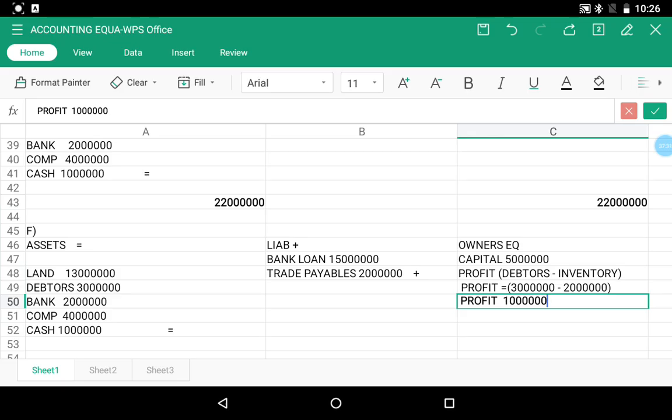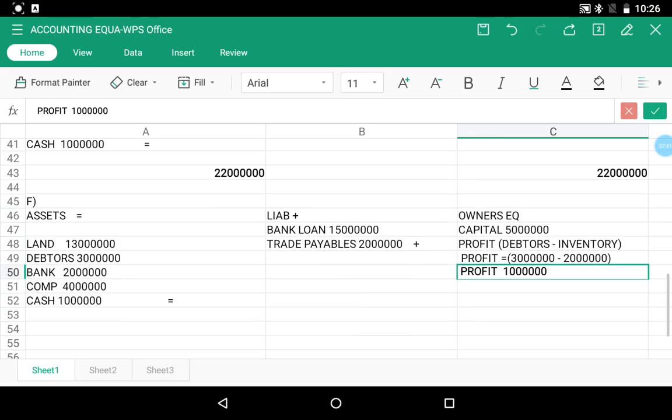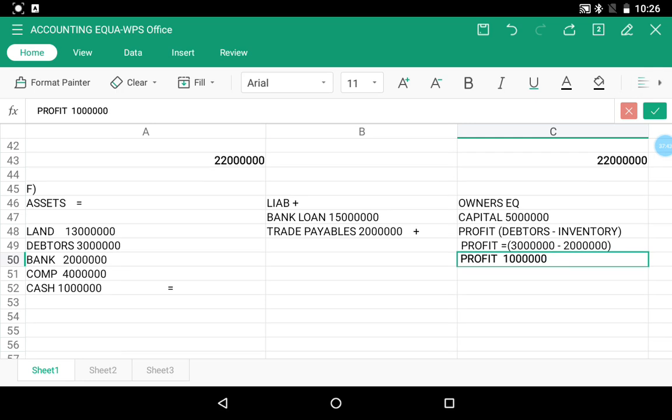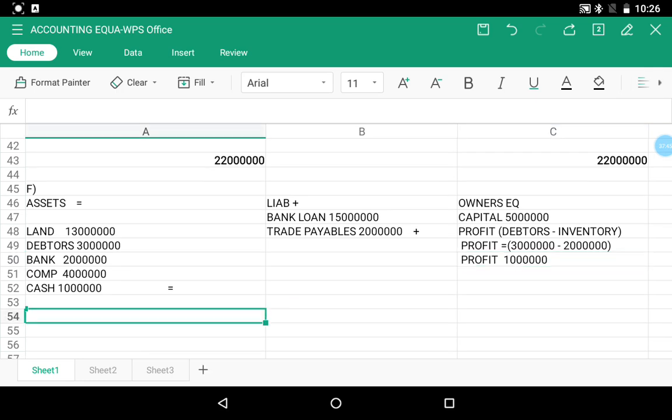So here we have our capital 5 million and profit of 1 million. And when you check, we don't have any other owner's equity. So here we are going to add and see whether it can balance. Under our assets, we have 13 million plus debtors 3 million, that is 16, plus bank 2 million, that is 18, plus computer 4, that is 22 million, plus cash 1 million, that is 23 million.